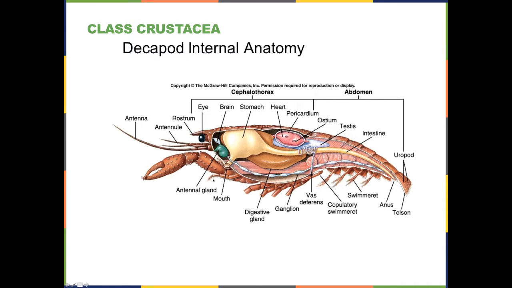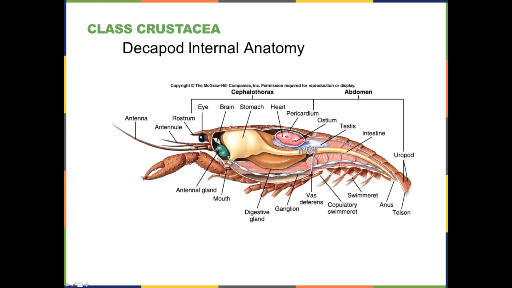Before we look at new organs, let's identify the ones we were just talking about. Here again is the mouth, mandible in this area, the stomach with it. These are the digestive glands on either side, intestine, anus. Here's the pericardium, pericardial sac with the heart. Here's the testis and the vas deferens here.